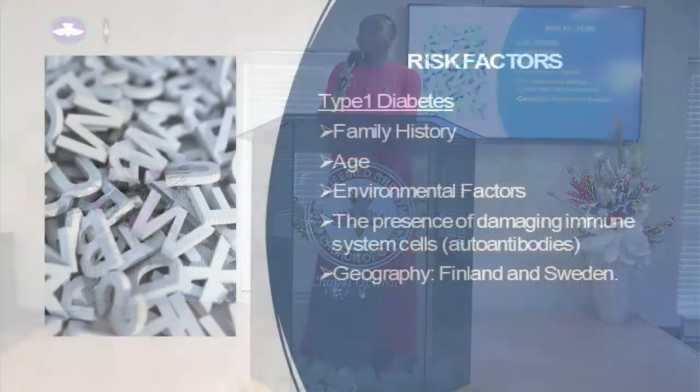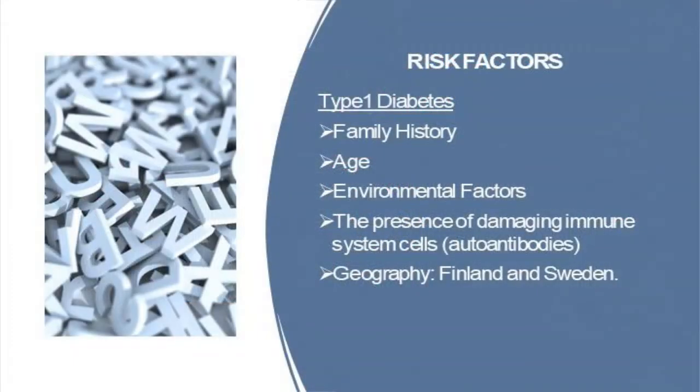Now, the risk factors of type 1 diabetes: they are family history. If a parent or a sibling of an individual has or has had the condition, then there's a likelihood that the person will develop it. And age, when an individual is 45 years and older. Environmental factors, but this has not been clearly defined. And then the presence of damaging immune systems, that's autoantibodies in the body.